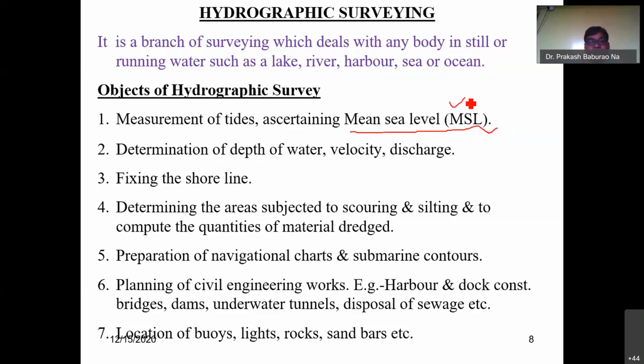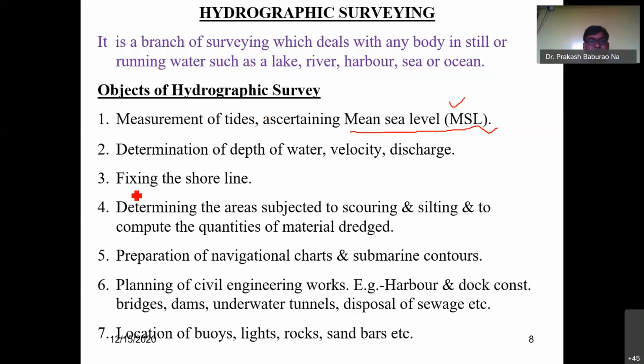And when you visit any dam site or any hydraulic structure, you have to observe that this dam is located at, say, 500-meter RL with respect to this mean sea level. The second object of this hydrographic surveying is to determine the depth of the water, also the velocity, as well as to measure the discharge.